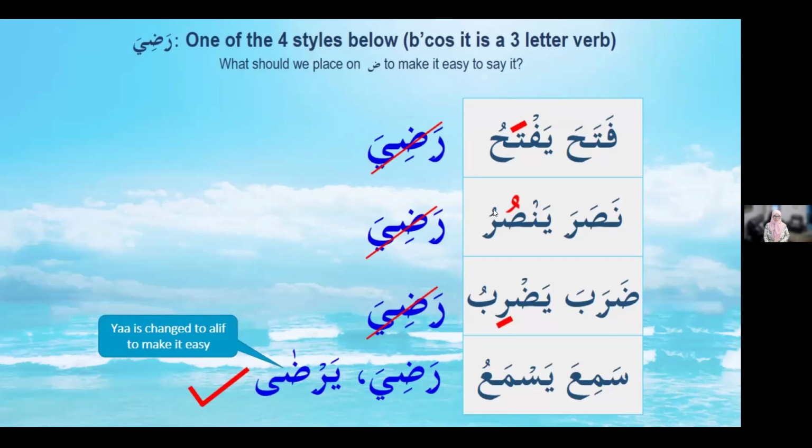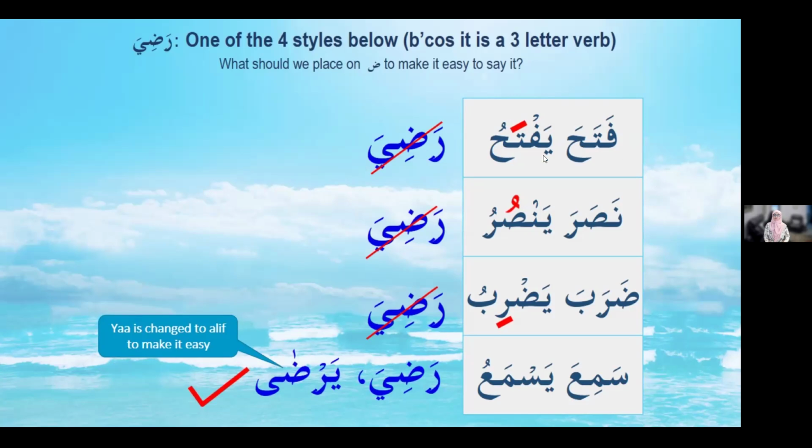let's do that. We finished the madi. Let's do the mudare, and let's see how you will get the first word of the mudare. So we know the radiya one. It will follow one of these styles. We know that radiya is a weak word, and one of the rules of a weak word is it will follow one of these styles.